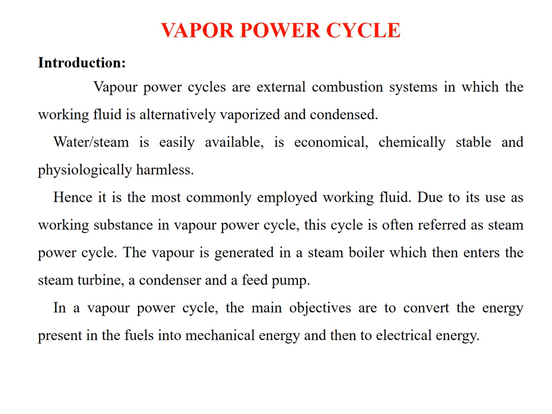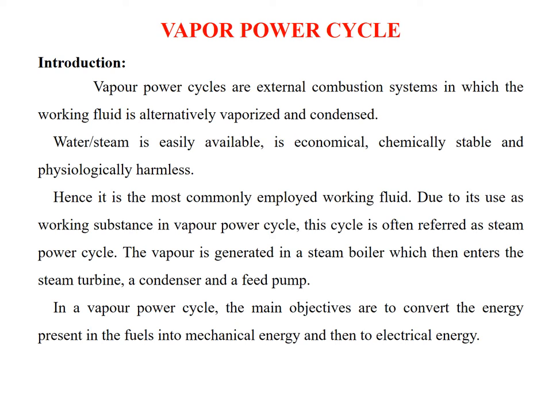Vapor power cycles are external combustion systems in which the working fluid is alternatively vaporized and condensed. Here water or steam is easily available, it is economical and it's chemically stable. Hence it is the commonly used working fluid in the vapor power cycle. Due to its use as a working substance, the cycle is often referred to as a steam power cycle. The vapor is generated in the boiler, which enters into a turbine, condenser, and feed pump.